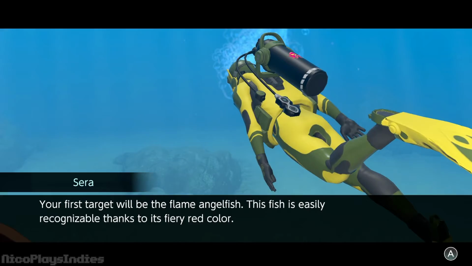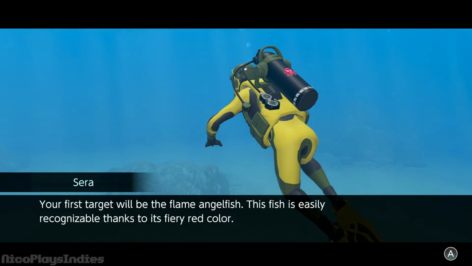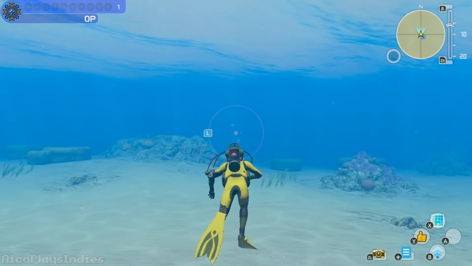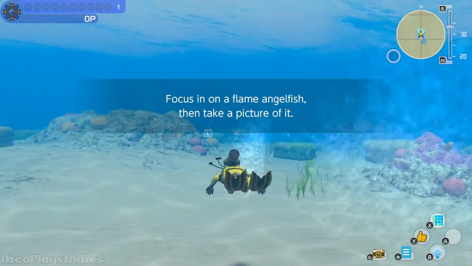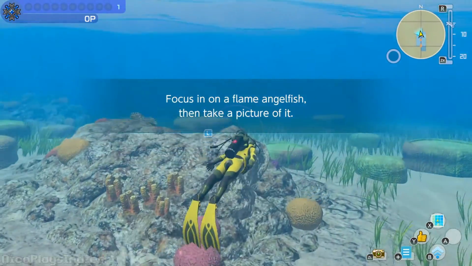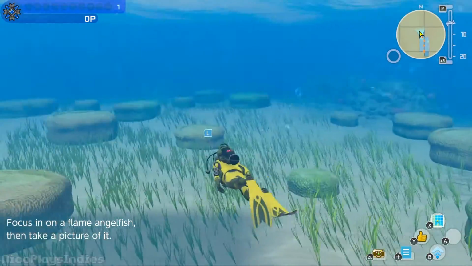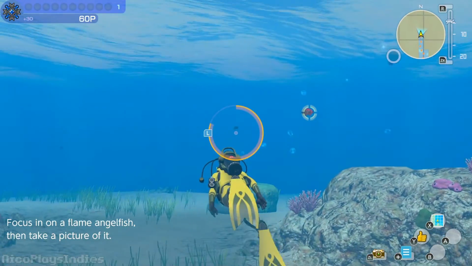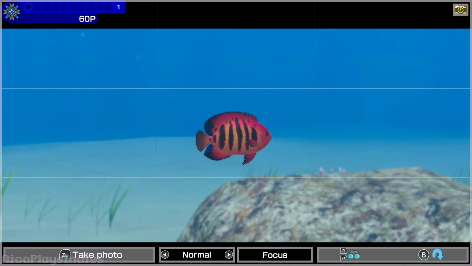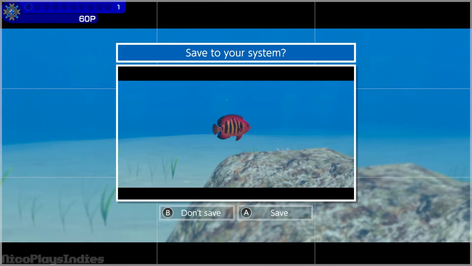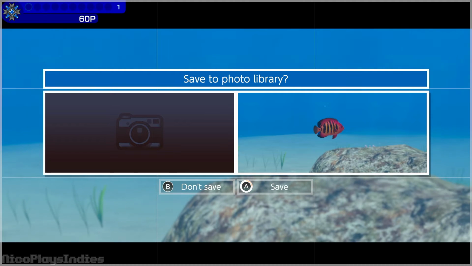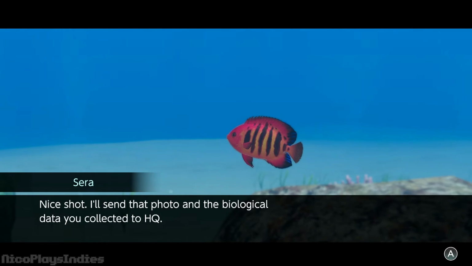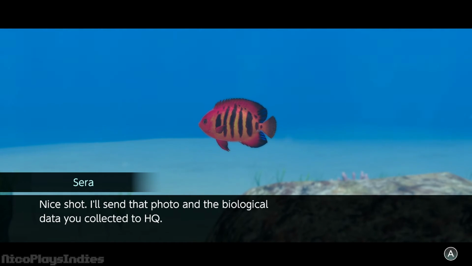Your first target will be the flame angelfish. This fish is easily recognizable thanks to its fiery red color. Nice shot. I'll send that photo and the biological data you collected to HQ.